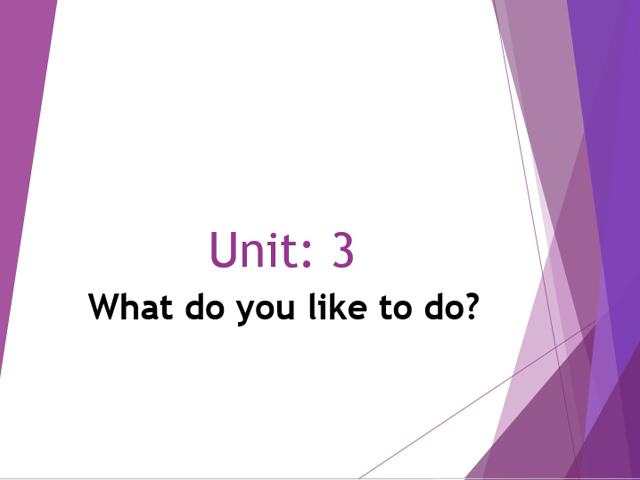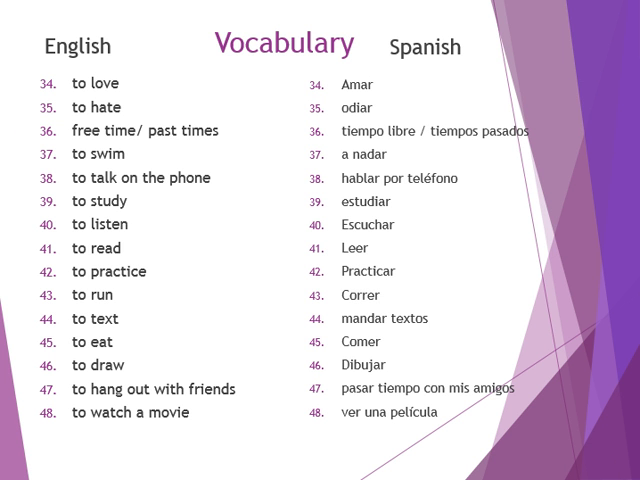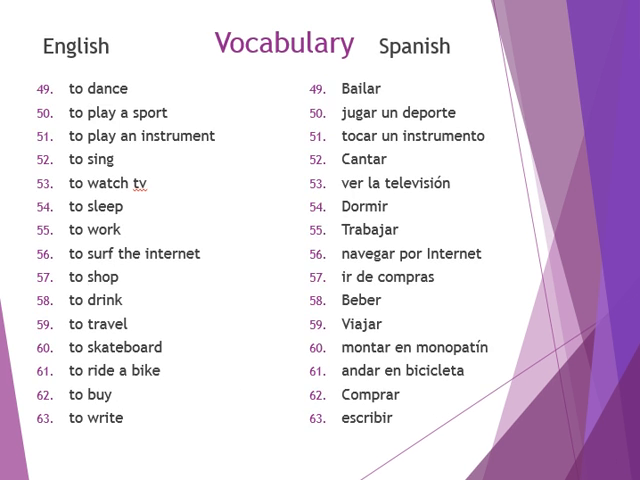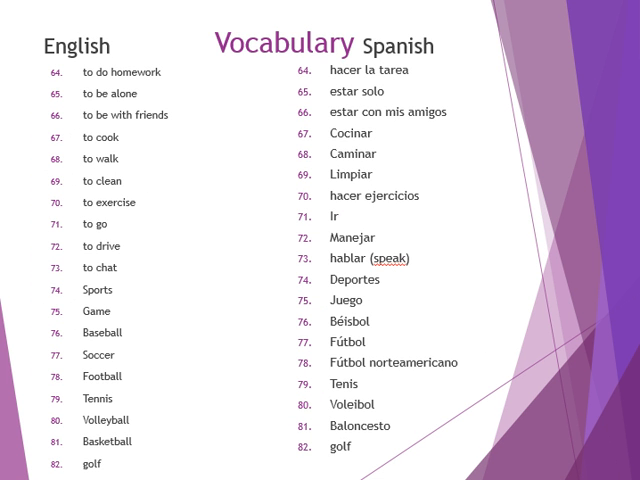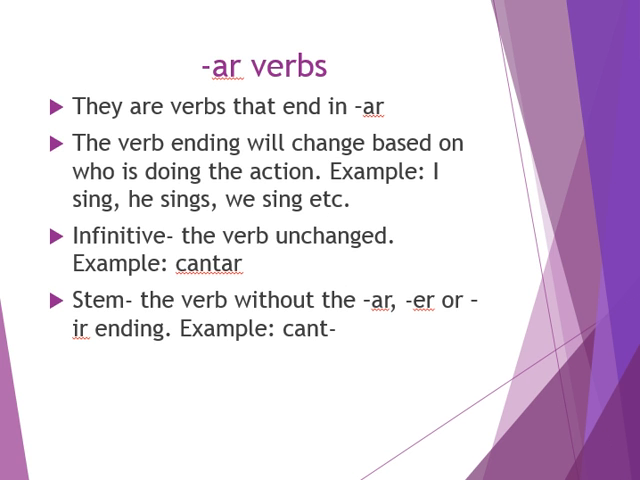If you go through your vocab list, starting with number 34 going through 82, you can see that there are a variety of different verbs that we would be able to choose from. AR verbs are simply verbs in Spanish that end in AR. That also goes for ER and IR verbs. They are just verbs that end in AR, ER, IR.